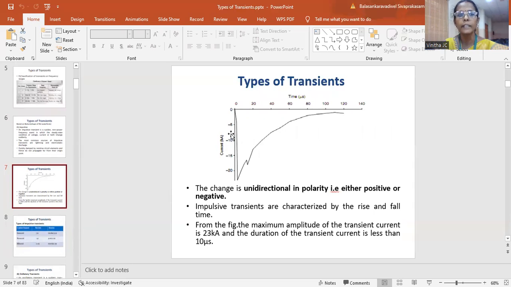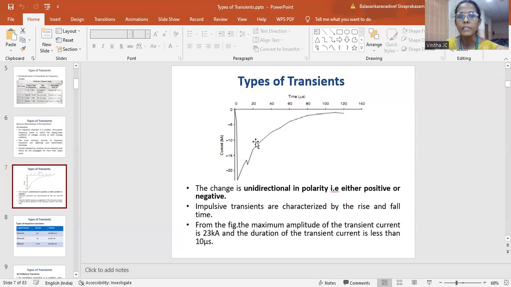As I just told, it is a non-power frequency event, and it may exist in any one polarity. Either it is in the negative polarity or it may be in the positive polarity. The change in the unidirectional waveform is either positive or negative. Here I have given one example. In this waveform, the wave is in the fourth quadrant, so the current value is negative. The impulsive transients are characterized by their rise time as well as fall time.